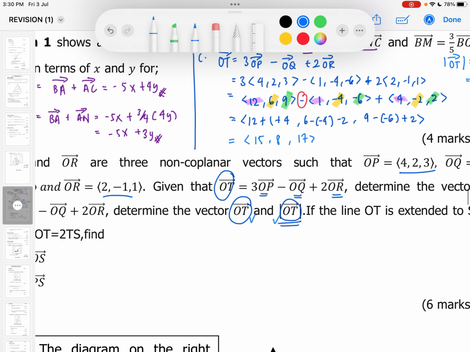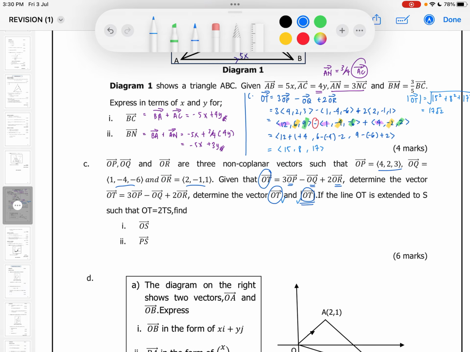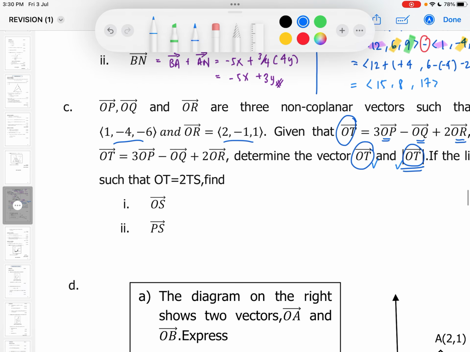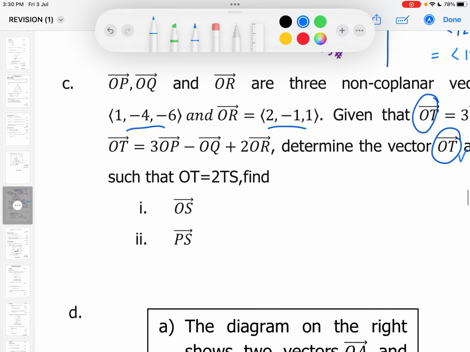Okay, that is for the magnitude. So we've already done 2 tasks here. So now let's do if the line OT is extended to S such that OT equals to 2S. Okay, find OS and PS. So if OT equals to 2S, then we can simplify that and make it 1/2 OT equals to TS. So basically TS is just 1/2 OT.